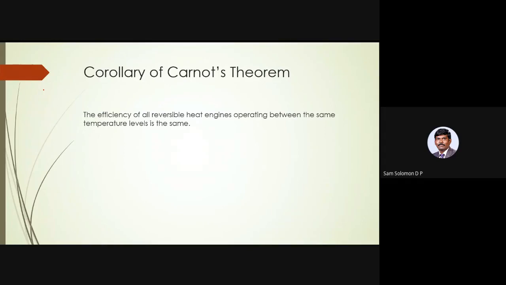So if you have the same temperature source 800 Kelvin and the sink 300 Kelvin, and you have multiple heat engines and all of them are reversible heat engines, every reversible heat engine operating between the same temperature limits is going to give you the same efficiency. So that is the corollary of Carnot's theorem, another way of saying Carnot's theorem. These are some 2-mark questions that may turn up in your question paper.